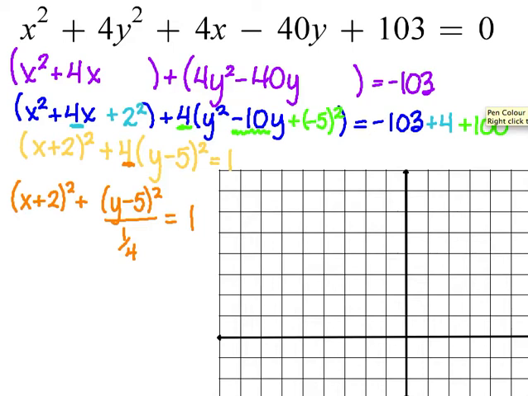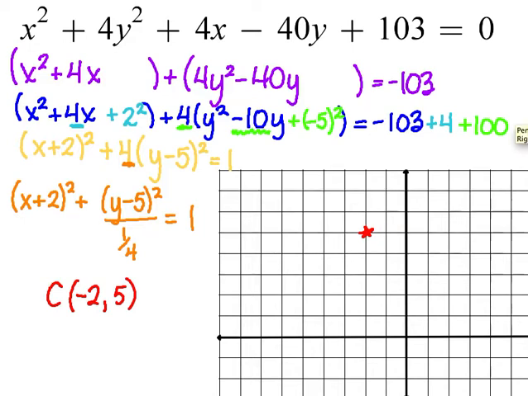Alrighty, so what's my center going to be? Negative 2, 5. So let's put a dot at negative 2, 5. How do you get that 100? Because negative 5 squared is 25, right? Times 4 is 100. You've always got to multiply by whatever number is on the outside. Yes.